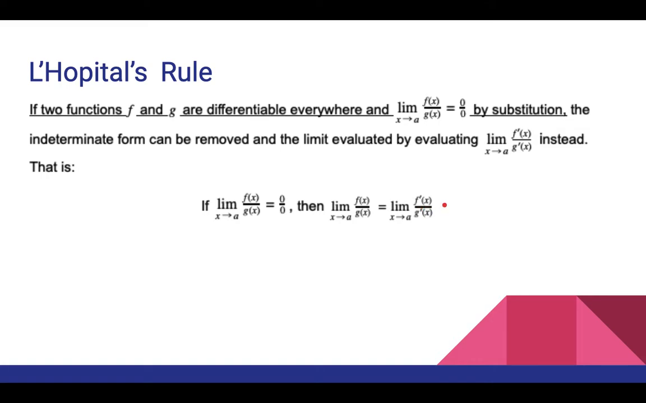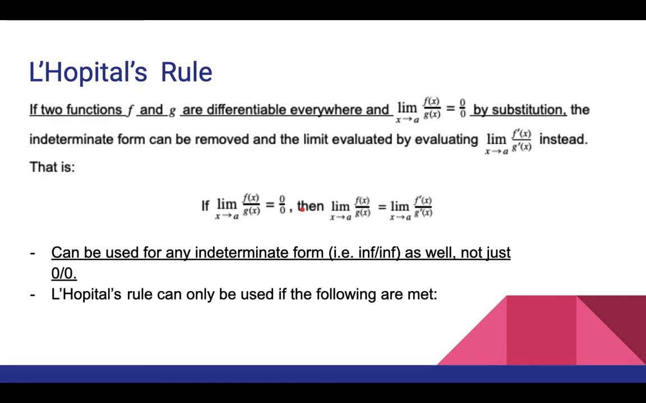So in a nutshell, if we run into an indeterminate form, we can just find the limit of the ratio of their derivatives instead, and we'll get the same result, circumventing this 0 divided by 0. So it can be used for any indeterminate form, i.e. infinity divided by infinity as well, not just 0 divided by 0.